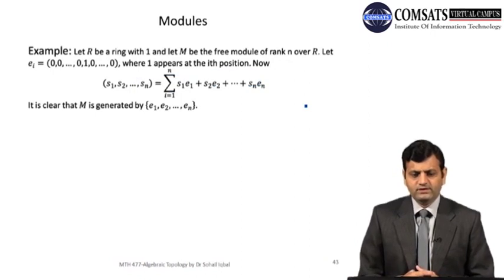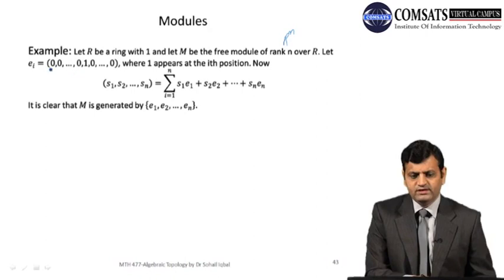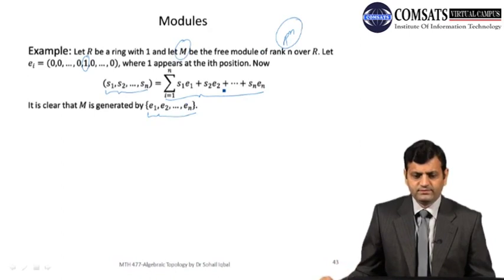As a next example, if we have a free module of rank n, which we have already seen is R^n. Once again, R is not the real numbers, R is any ring. We can take these elements e_i to be 0, 0, 0 and 1 at the ith position, then any element of R^n can be written in this form. So we can say that this module M, the free module of rank n, is generated by these elements. Once again, we have seen many things like this when we discussed vector spaces.